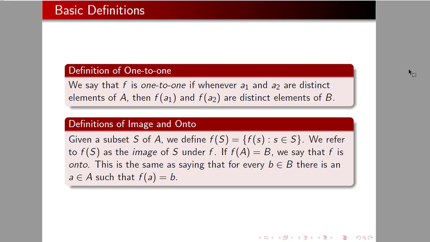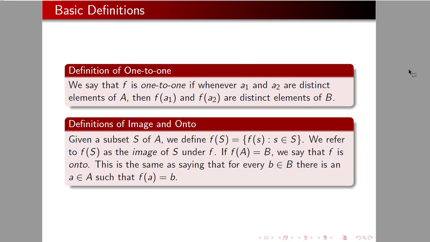And here, f is meant to be a function from a set A to a set B. We say that f is 1 to 1 if whenever a1 and a2 are distinct elements of A, then f of a1 and f of a2 are distinct elements of B. Okay, so the distinctness of elements is preserved.